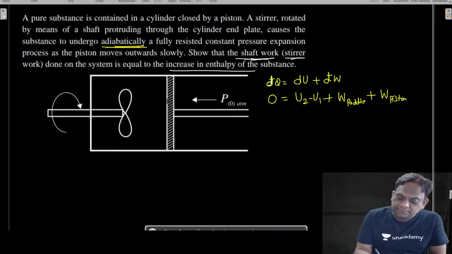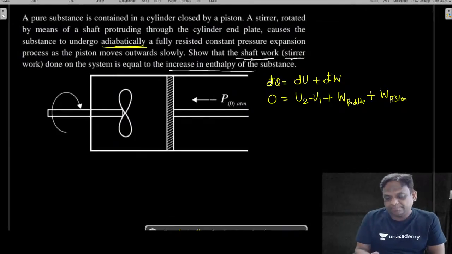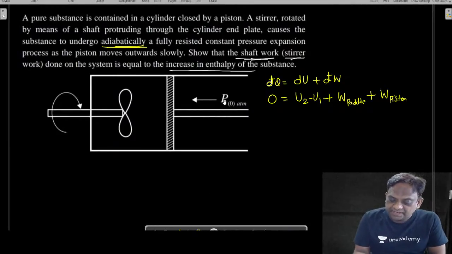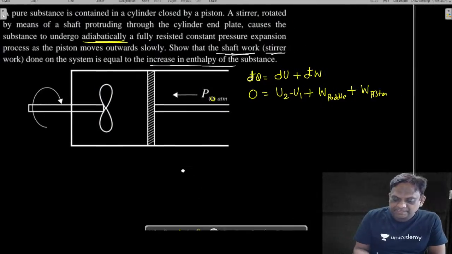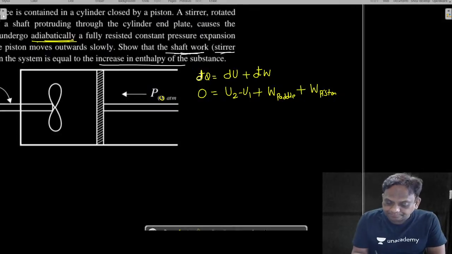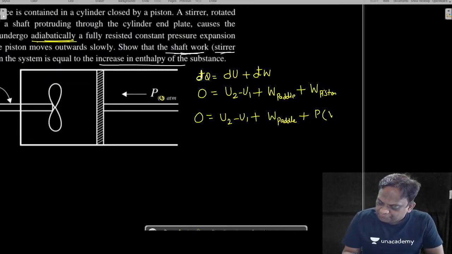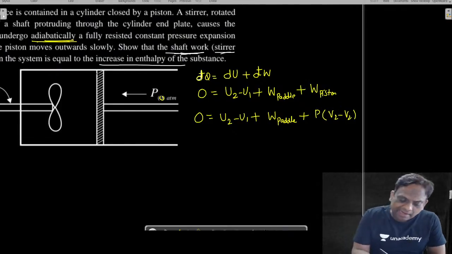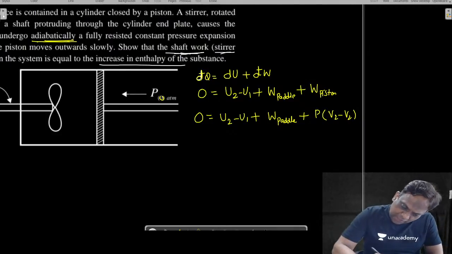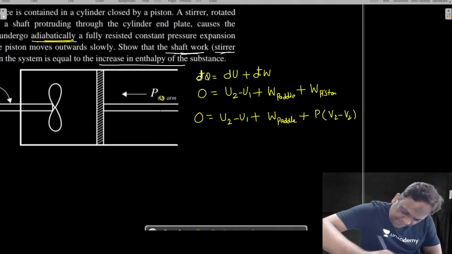And you know that this piston is displaced at a constant pressure. So therefore the piston is displaced at a P naught बोलो. Piston is displaced at a constant pressure. देखो एक बार. 0 is equal to u2 minus u1 plus W paddle plus piston work. That is, piston work is P into V. What is constant pressure work? At a constant pressure, yes or no? ये constant atmospheric pressure है. At a constant pressure it is pushing.